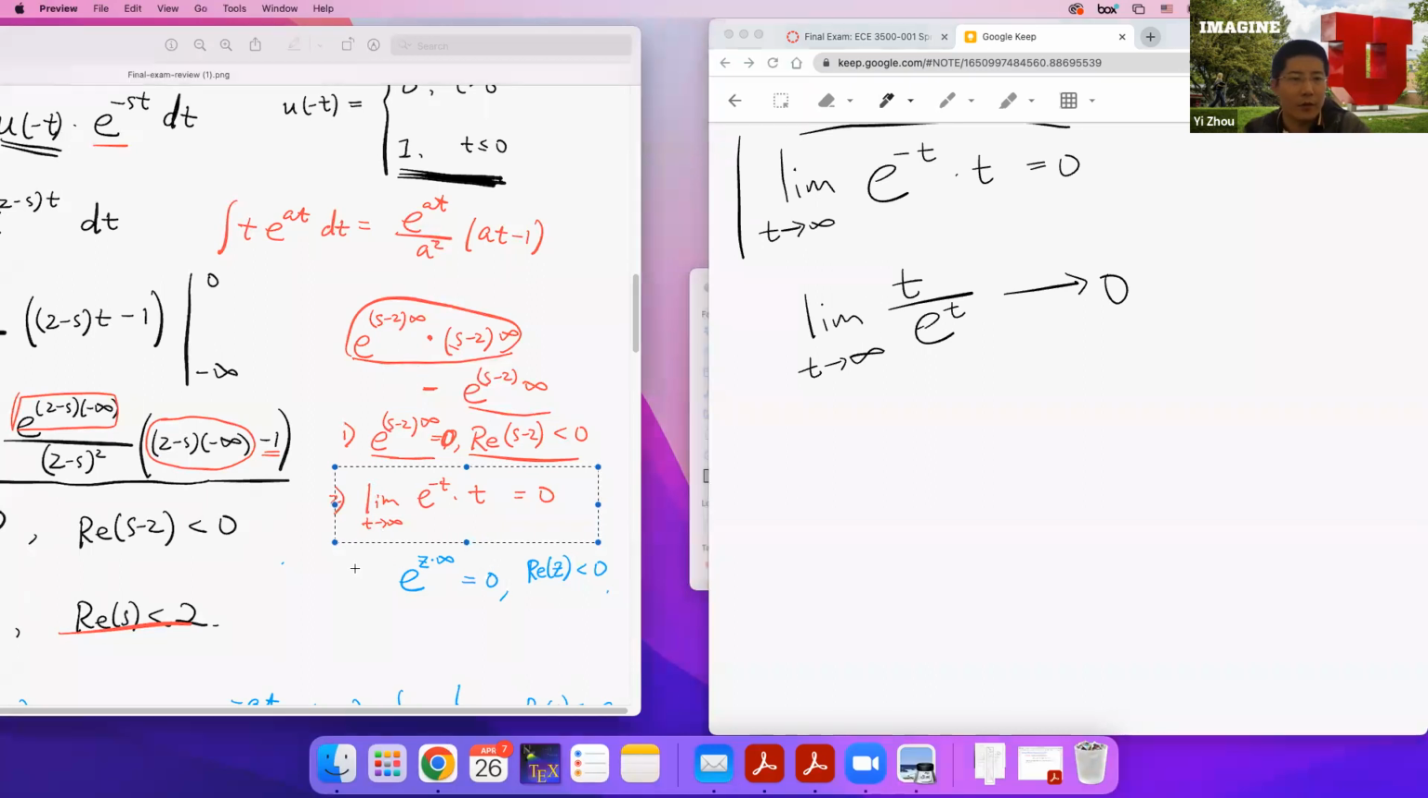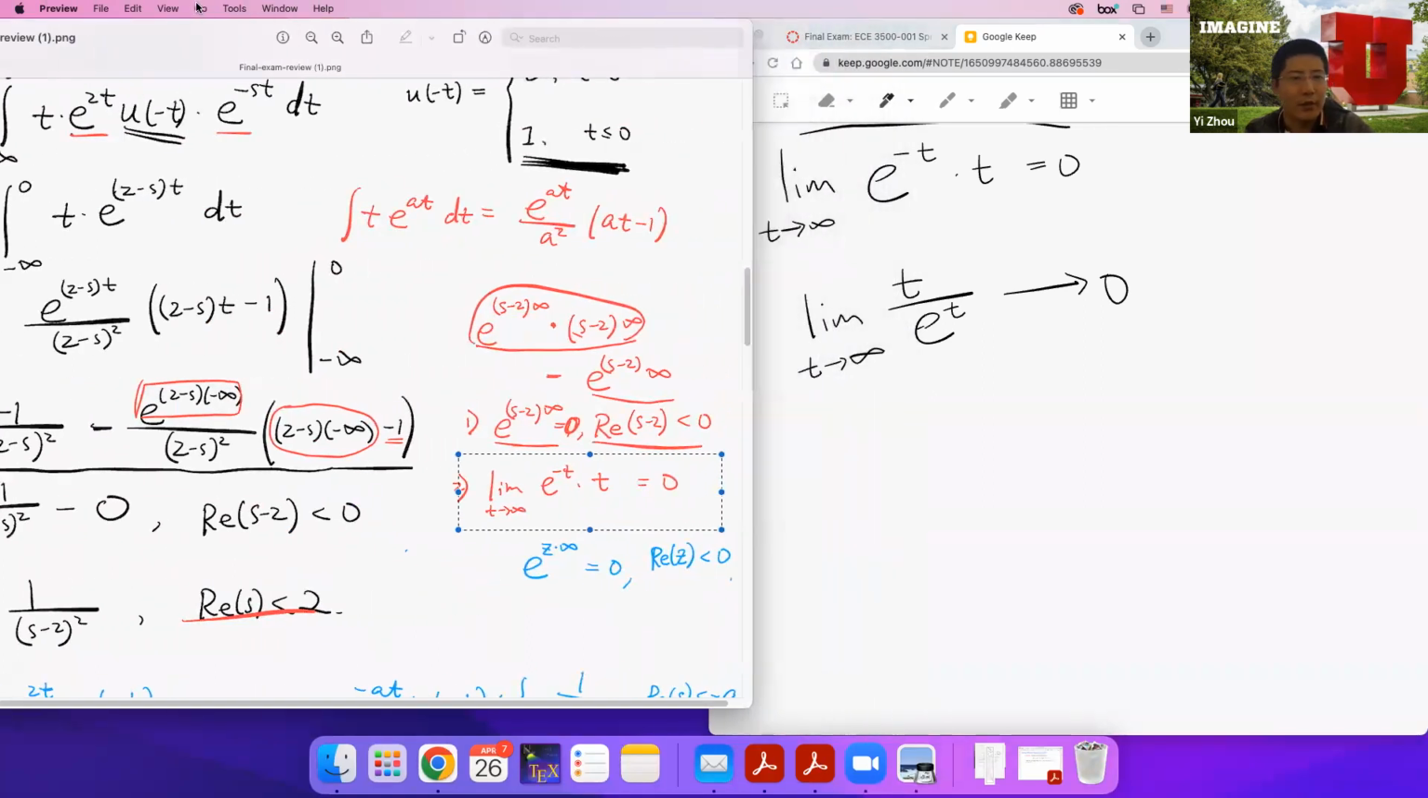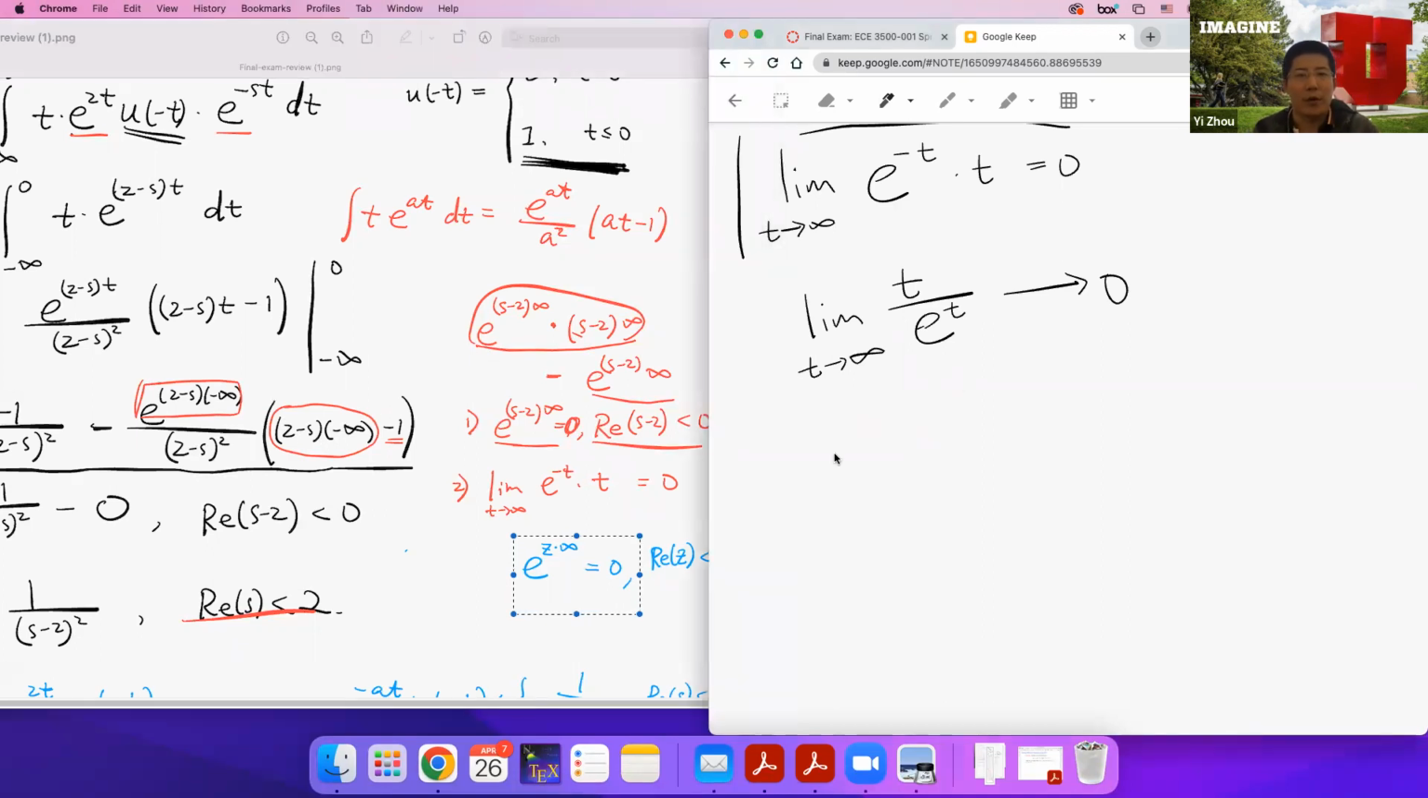And therefore, in order for the second term to converge, here we just need to... so this one is e to the power of t times t, as t goes to infinity.